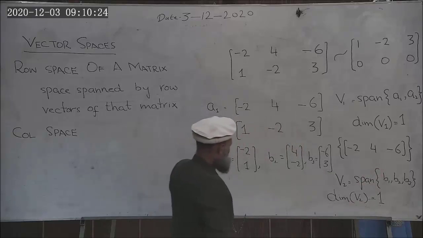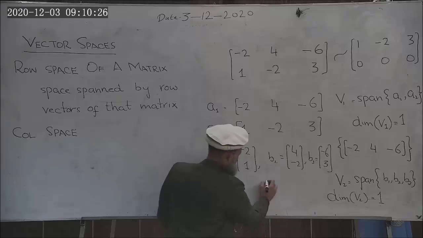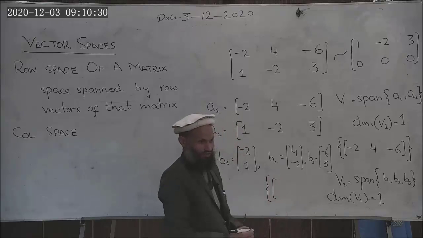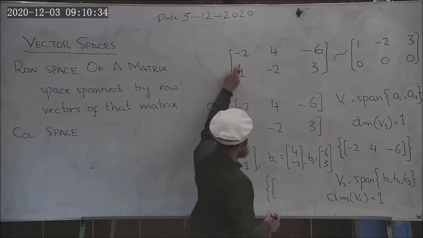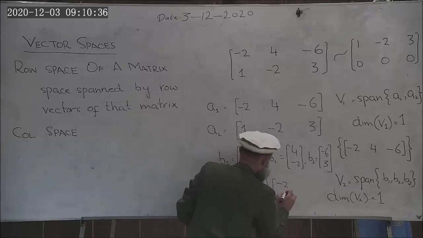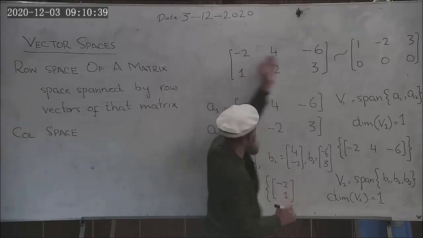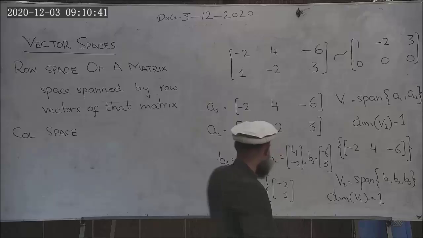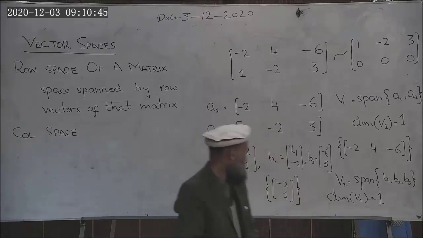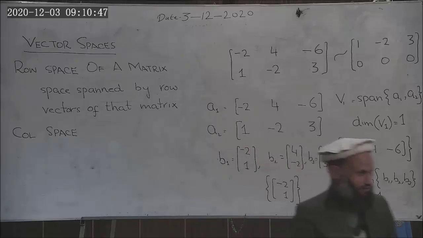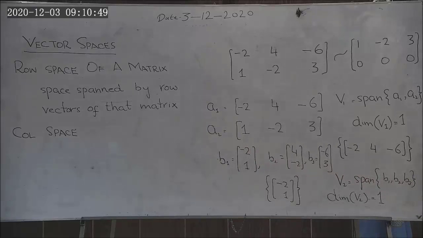And what is a basis for this vector space? Any vector, for example -2, 1. Any vector among these 3, or any other one. So this is a basis for this vector space. Clear?